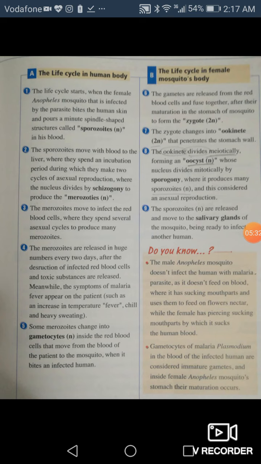Look, when the mosquito bites the human, it secretes some substances like saliva inside the blood, so that the person doesn't feel the bite. When it secretes this substance inside the blood, the sporozoites move inside the blood of the human. The sporozoites move inside the blood to the liver, but silently.